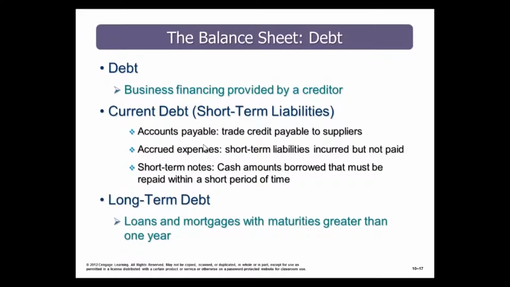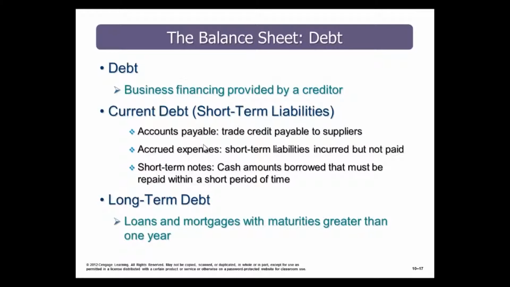Let's look a little bit now at debt or at liabilities. We have two types of debt, two types of liabilities. Current liabilities or short-term liabilities, which consist of accounts payable, accrued expenses, and short-term notes. And you can see the definitions there for each of those. Then we have long-term debt, loans and mortgages with maturities greater than 1 year. So that defines for us what is a current debt on a balance sheet.